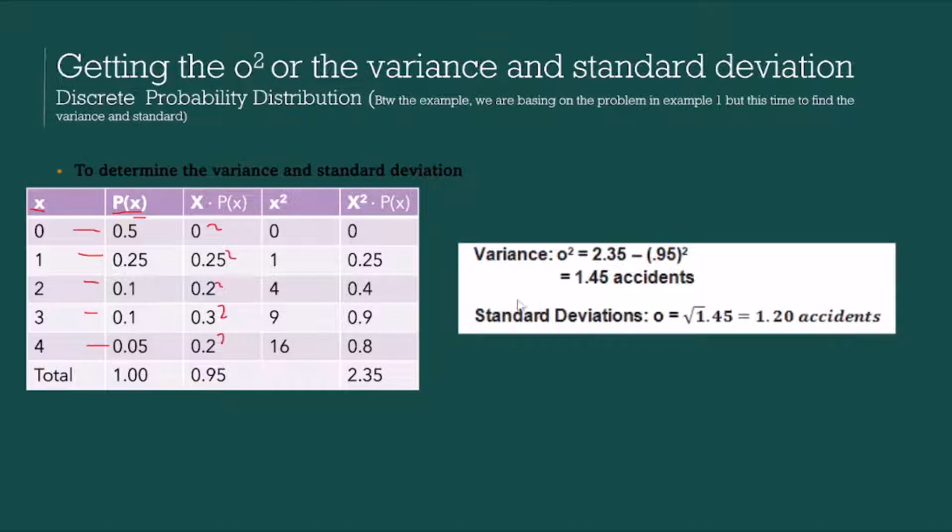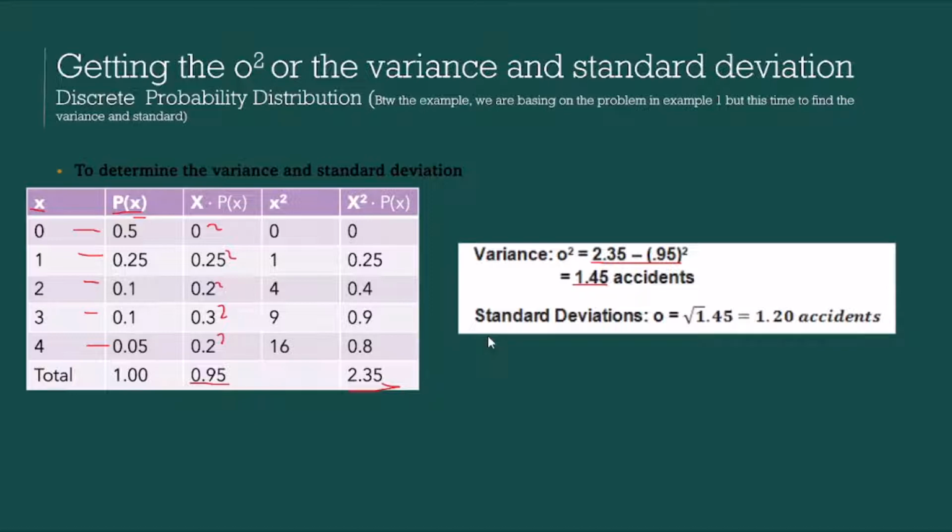Now in order to get our variance, this is the formula and how we're getting the variance. We're going to minus this over here, and once we minus that, if you can check in the calculator, we get 1.45. That means we have 1.45 accidents in a month.